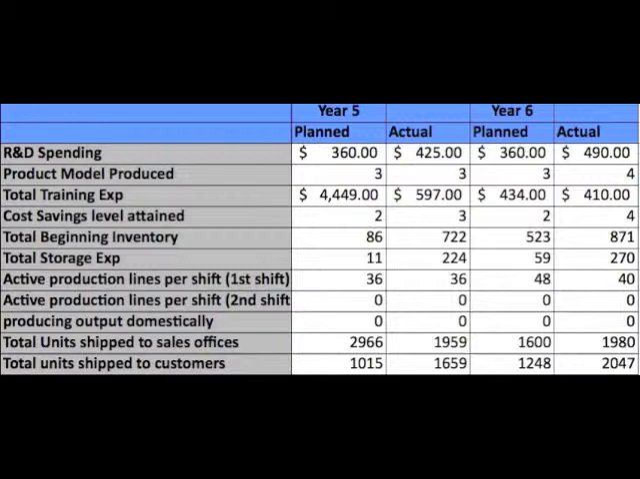Total beginning inventory. The beginning inventory levels from year 5 to 6 had increased. This was due to our lack of sales. As a result of the units not being sold, our inventory began to stack up and increase our inventory levels.